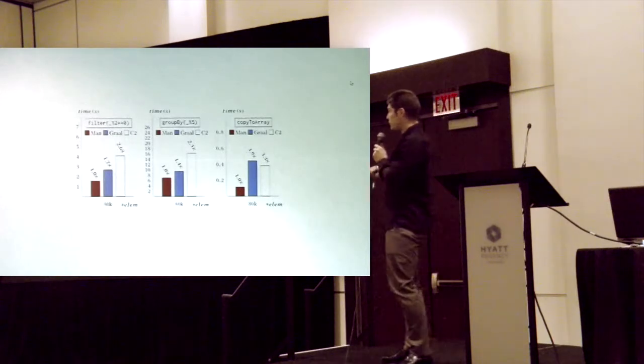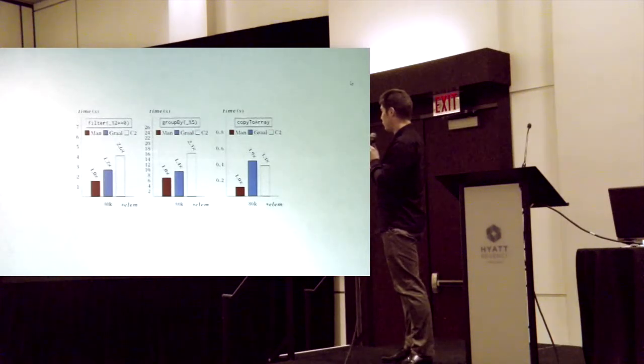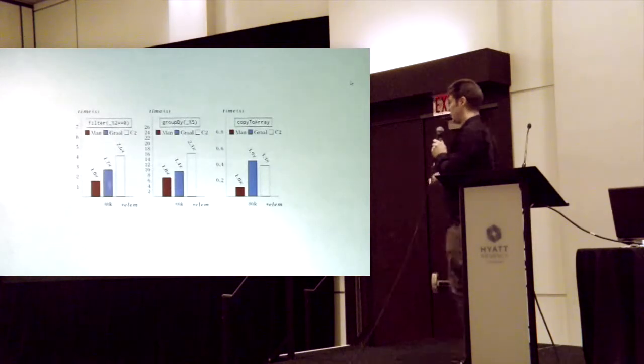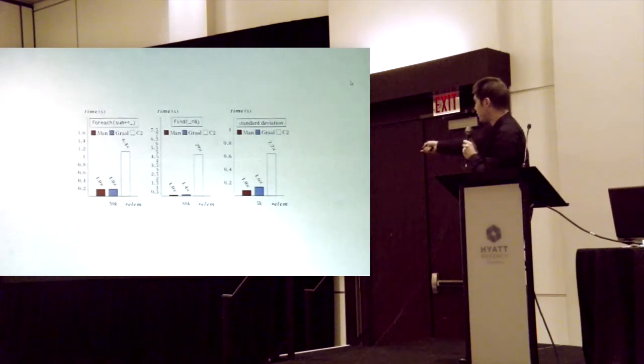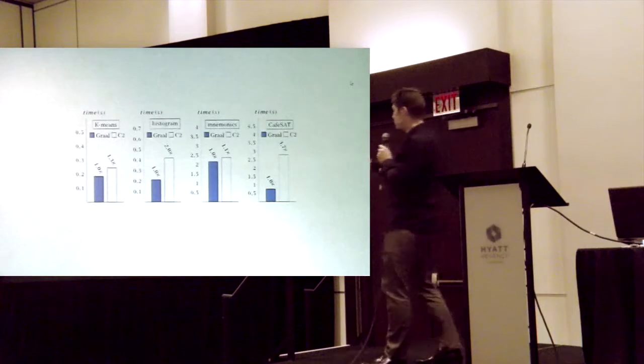There are some benchmarks which are less dramatic, like filter, group by, and copy to array. Actually, here our performance difference is much smaller because we allocate fewer objects, and for filter we don't allocate box objects at all. And there's one very dramatic difference where we saw a 29x difference between C2 and Graal. It's the find operation. Also had standard deviation.